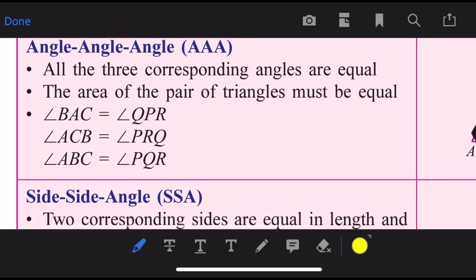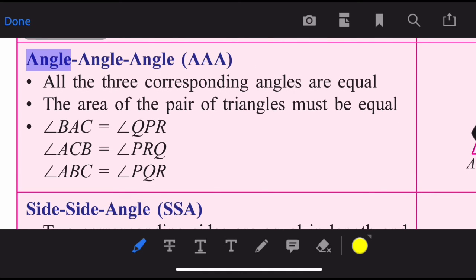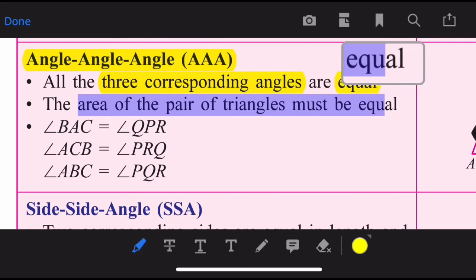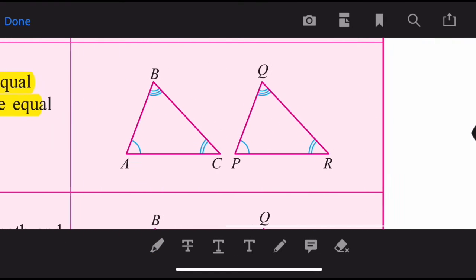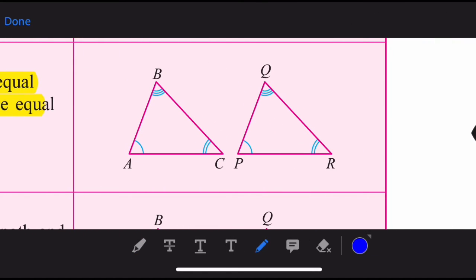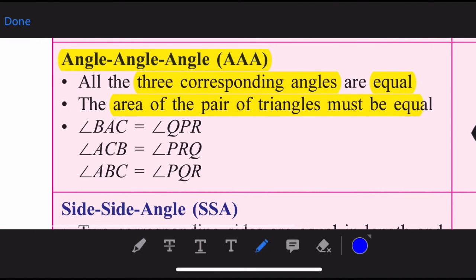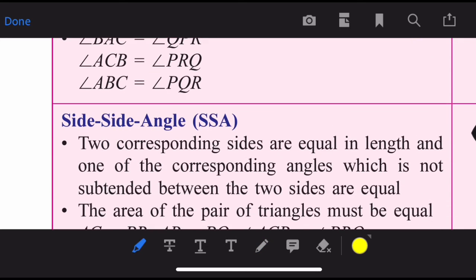How about AAA? Angle, angle, angle, meaning that all three corresponding angles are equal. Then the area of the triangles must be equal. There is an extra condition: the area must be equal, right? Even though all three angles are the same, the area must also be equal, then they are congruent, right? So remember, this is an extra condition. The area of the pair of triangles must be equal.